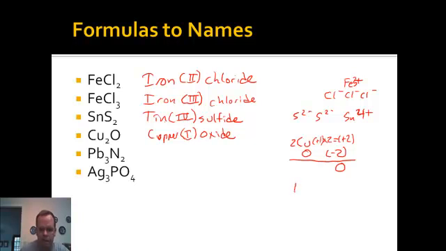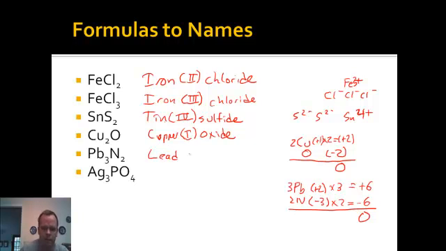Pb3N2, so I've got 3 Pb's, 2 N's. I'm looking for the charge of each of these. I know nitrogen's -3. There are 2 of them for a total of -6. The total for the compound must be 0. So lead must be +6. There are 3 of them. So each lead would have to be +2. So lead 2 nitride.